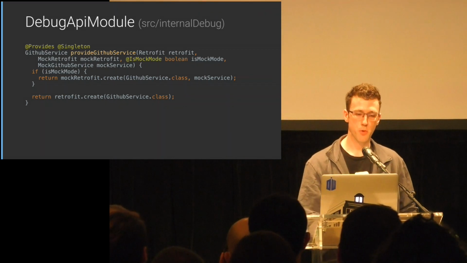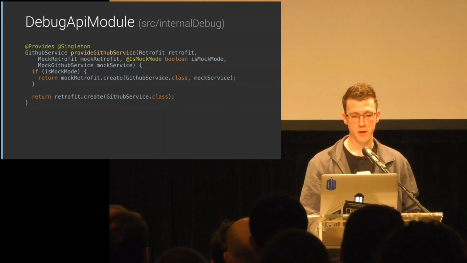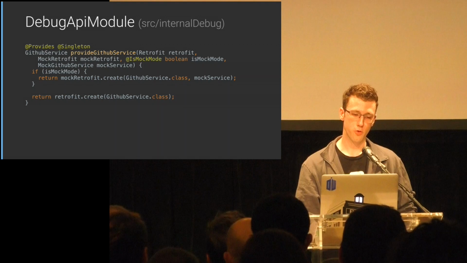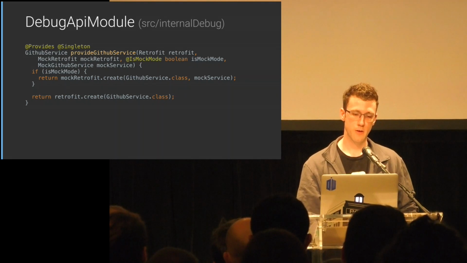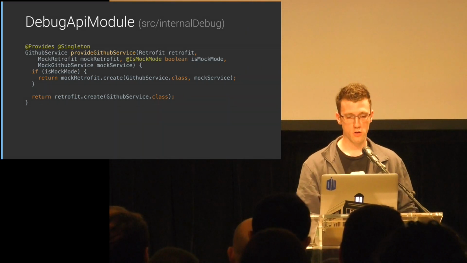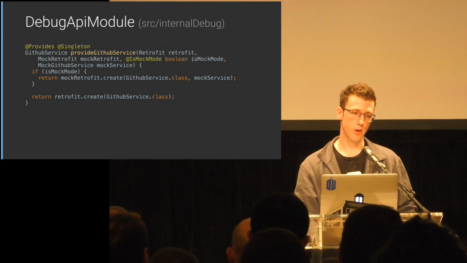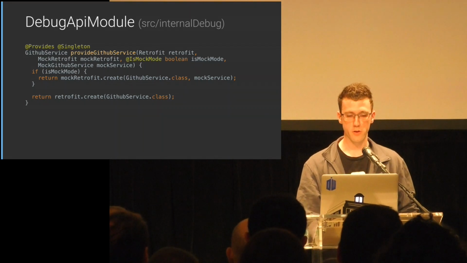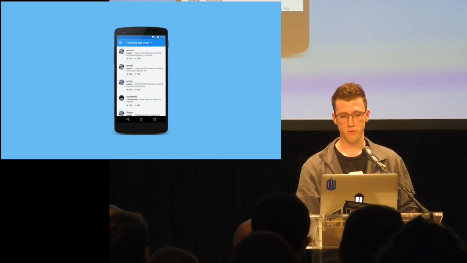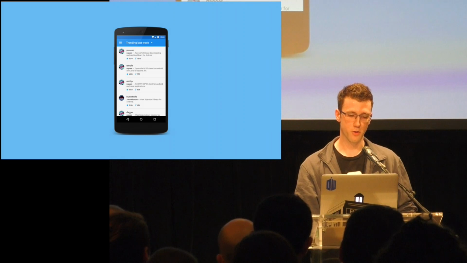In our debug API module, we're going to override the GitHub service that we provide. If we are in mock mode, we're going to use mock retrofit to create our service, and we pass it the mock service that we just defined. So if we're in mock mode, we're going to call our mock data. Otherwise, we're going to return the regular retrofit service. And that is all you need to do to override talking to the server.